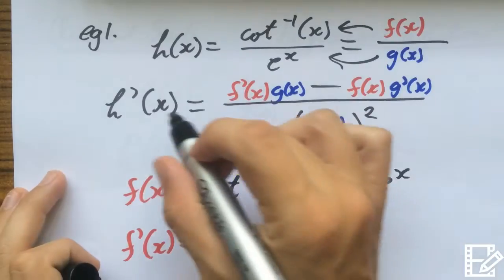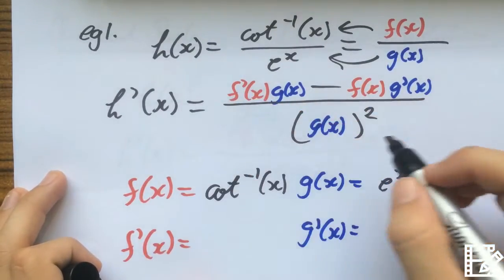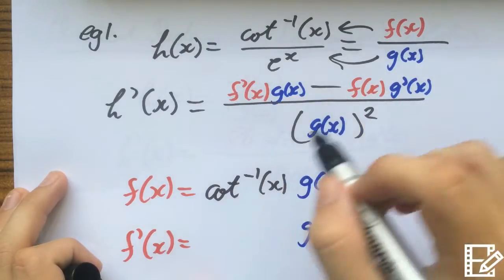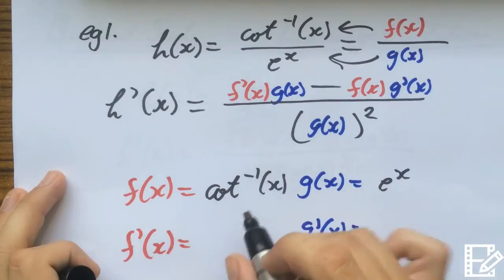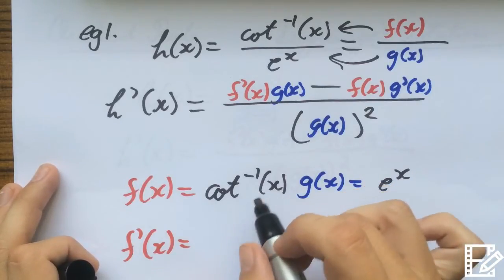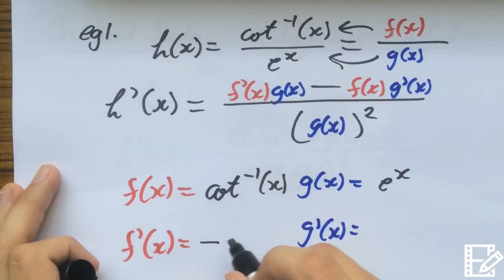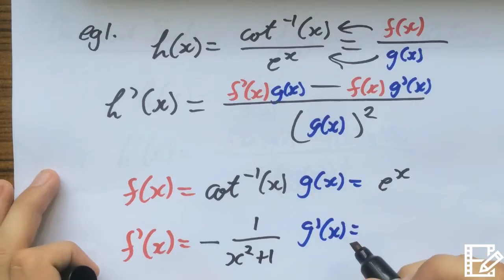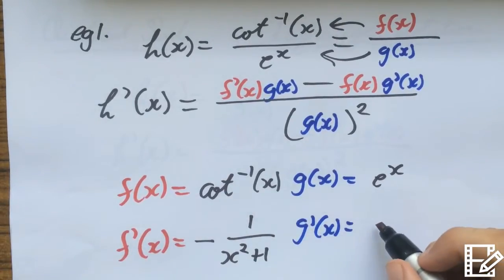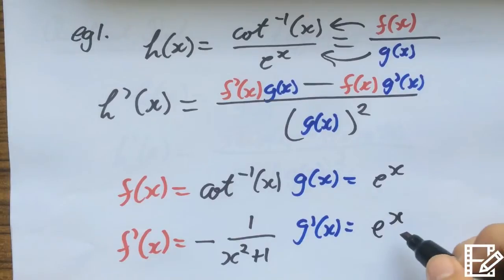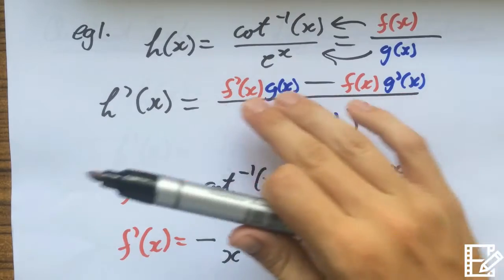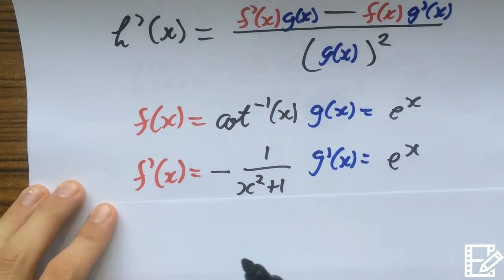Okay? Here is the derivative following the quotient rule, and what we need to do in order to complete this is find the derivative of f(x) and the derivative of g(x). So the derivative of the inverse of cotangent of x is negative 1 over x squared plus 1, and the derivative of g(x) is e to the x, because e to the x when derived is the same. Okay? So now we know this, we can fill out this equation.